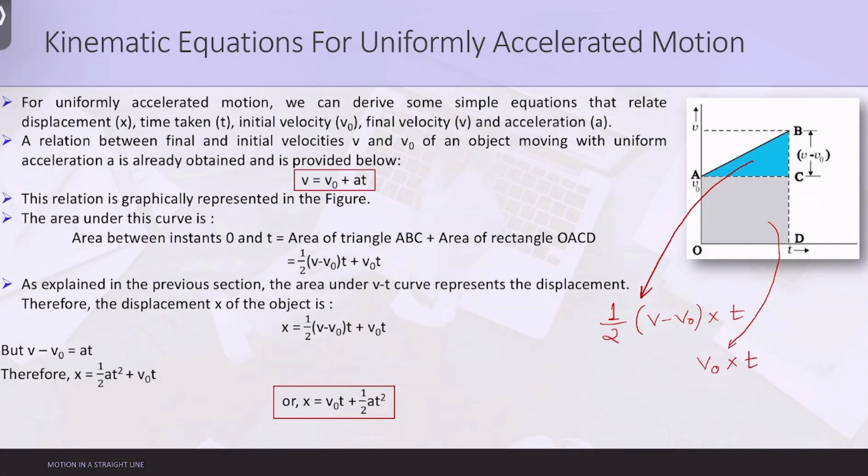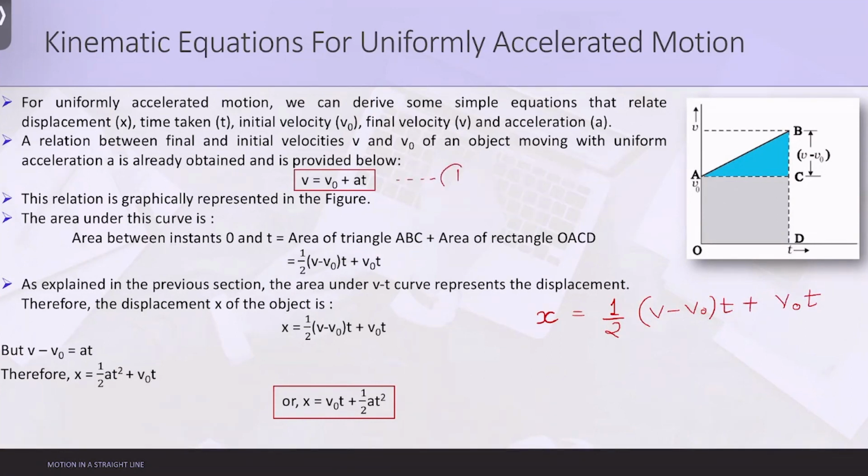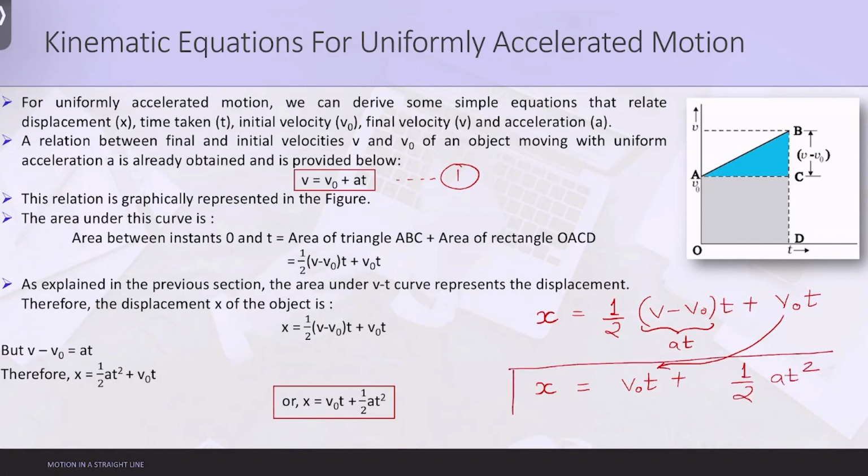As explained in the previous section, the area under the vt curve represents the displacement, right? Therefore we can write that x, the displacement, is equal to half of v minus v naught into t plus v naught into t. From the earlier equation, v minus v naught is at. So x is equal to v naught t plus half a t square, and this is your second kinematic equation.